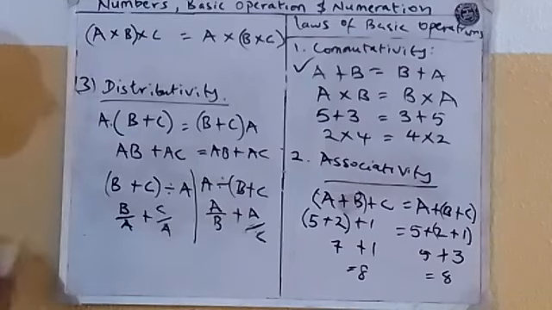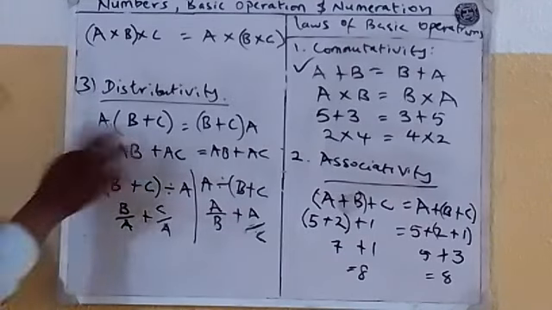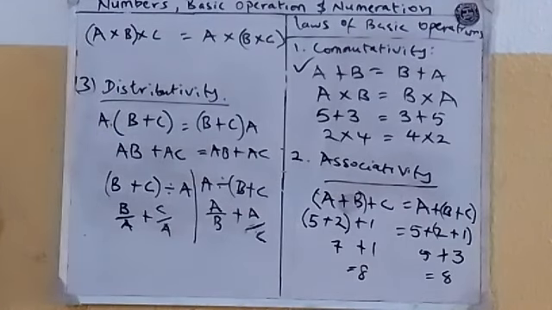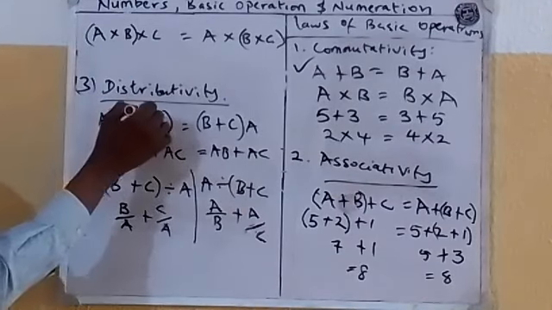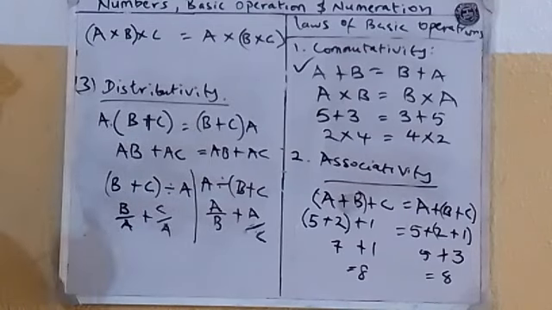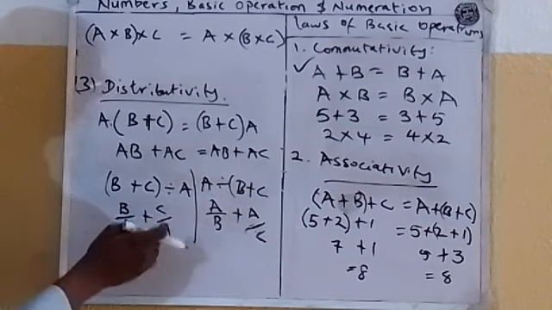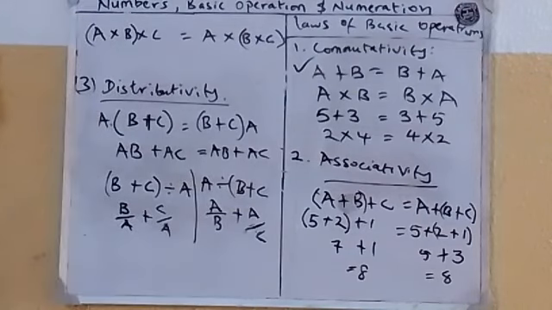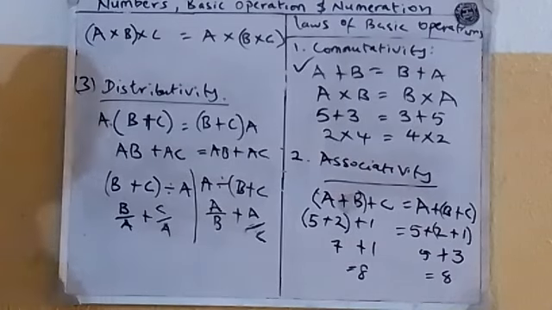And finally, for distribution, now from left to right, both operations, we see that addition operation is distributive. Subtraction operation is also distributive, but division is distributive only from the left to the right and not from the right to the left. So these are the laws of the basic operations in mathematics. So we'll move ahead to numeration.